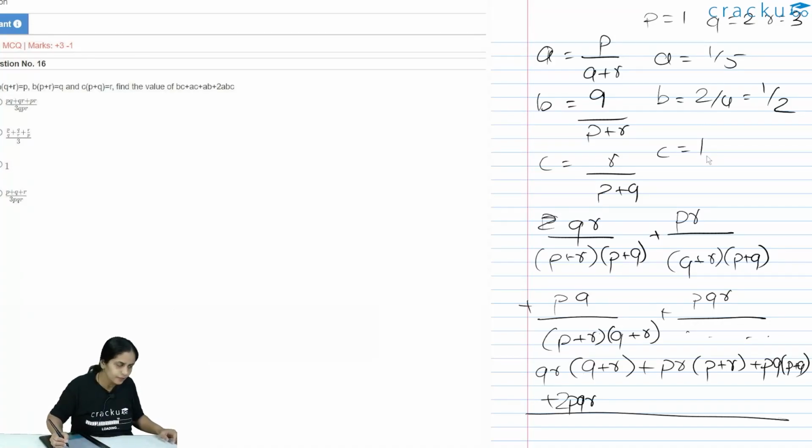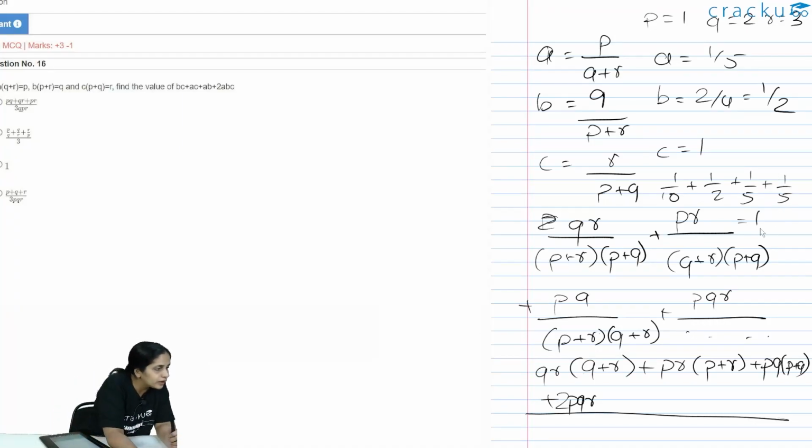And what is AB? AB is, so this will be 1 by 10 plus half plus 1 by 5 plus 2 times ABC, so that is 1 by 10, 1 by 5. So this is equal to how much? This is equal to 2 by 5, 4 by 10, 5 by 10, so that is half. This is equal to 1. And is this equal to 1 somewhere else?